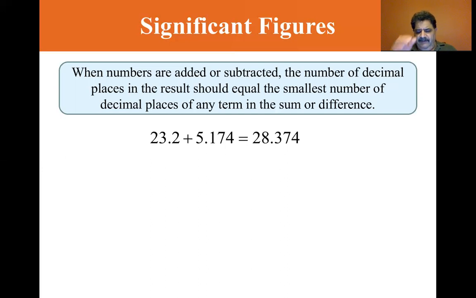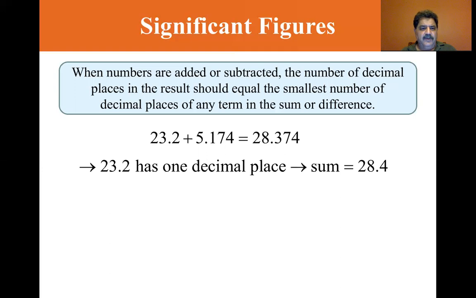The results often have different number of significant figures than the starting quantity. So the 23.2 has 1 decimal place, so the sum can only have 1 decimal place, 28.4. Now let's look at some more examples.